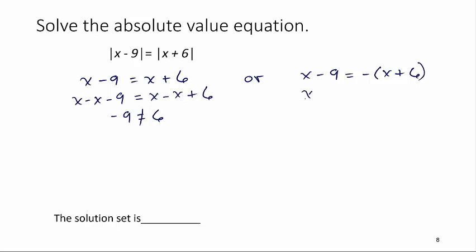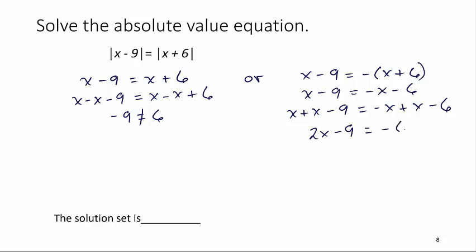Let's take a look. So with x minus 9 equal to negative quantity x plus 6, I'm going to distribute the negative through. So I have x minus 9 equal to negative x minus 6. So now I'm going to add x to both sides. X plus x minus 9 equal to negative x plus x minus 6, right? So that leaves 2x minus 9 equal to negative 6. Now I'm going to add 9 to both sides. So I have 2x minus 9 plus 9 equal to negative 6 plus 9. And I have 2x equal to 3.